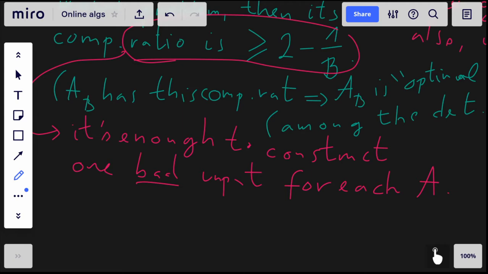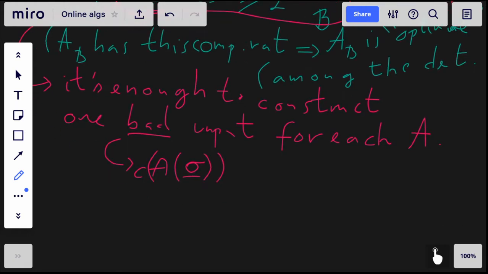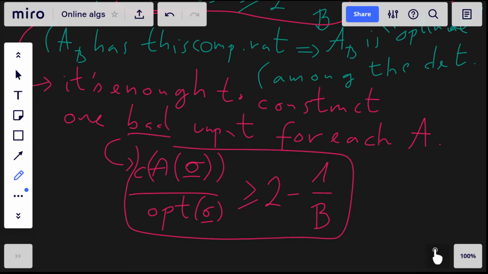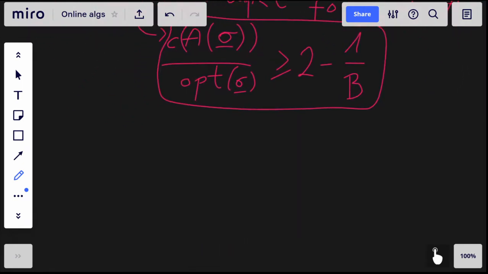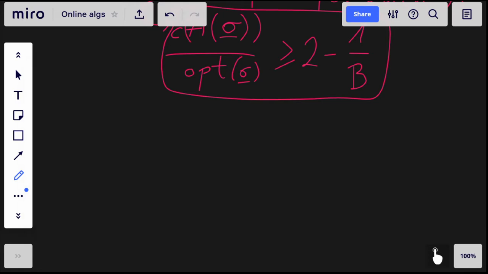Bad means that if you run the algorithm on this sigma and compute the cost of the output and you divide it by the optimal cost, then it's already larger than 2 minus 1 over b. Usually that's enough, and usually we do this. So we just give a bad enough input sigma for each A that exceeds this 2 minus 1 over b. So let's try to construct a bad input for an algorithm. So let A be some algorithm, a deterministic algorithm.